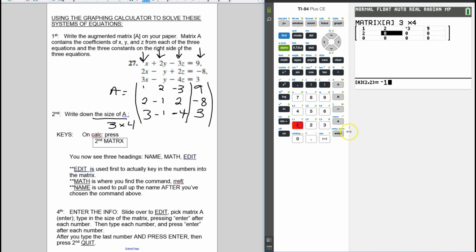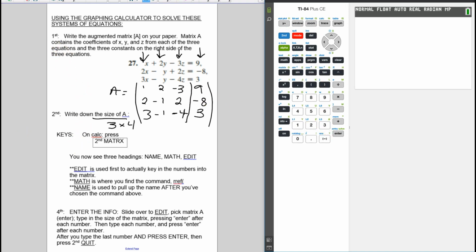2, enter. -1, enter. 2, enter. -8. In that last 4th position, enter. 3, enter. -1, enter. -4, enter. And 3, enter. It's super easy to make typing mistakes, so please check back over it and compare it to what the actual problem says before you go on. Okay, so I feel confident that I've typed them in correctly, and so after that I press second quit.